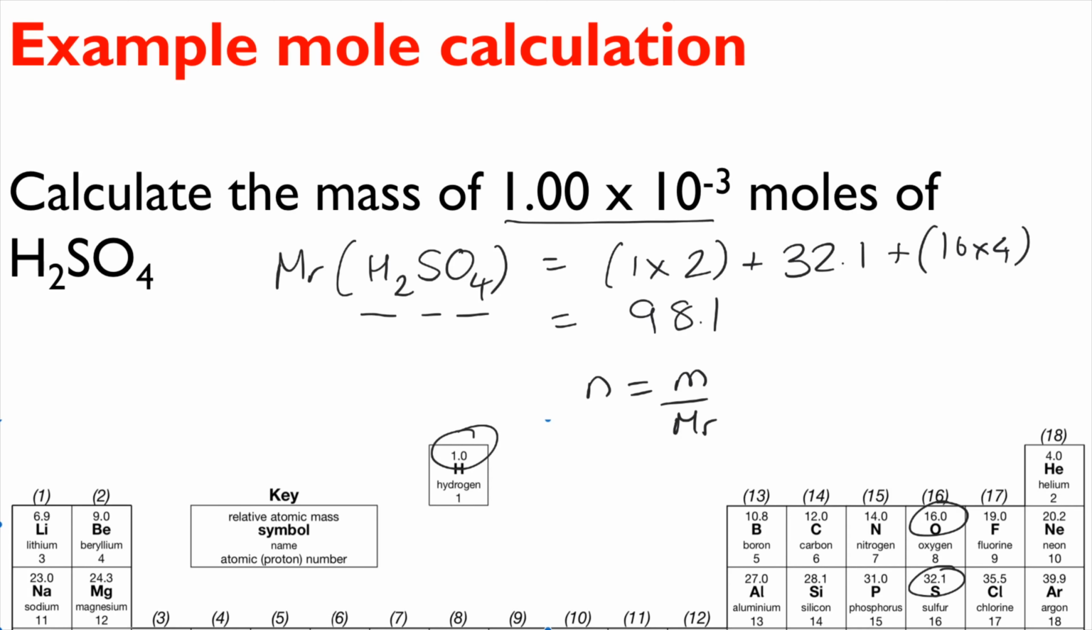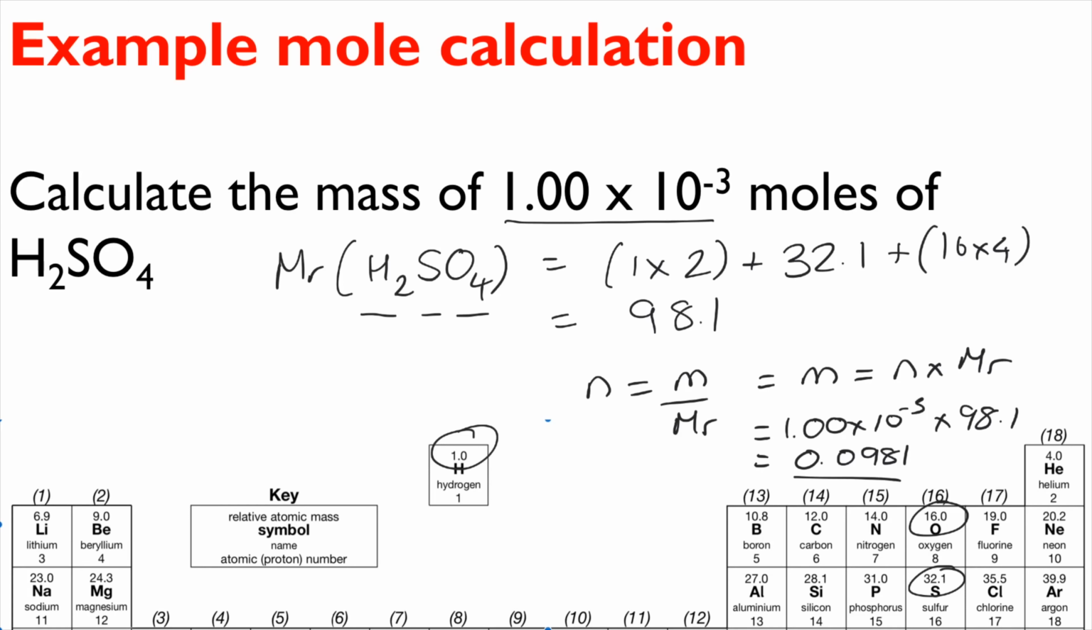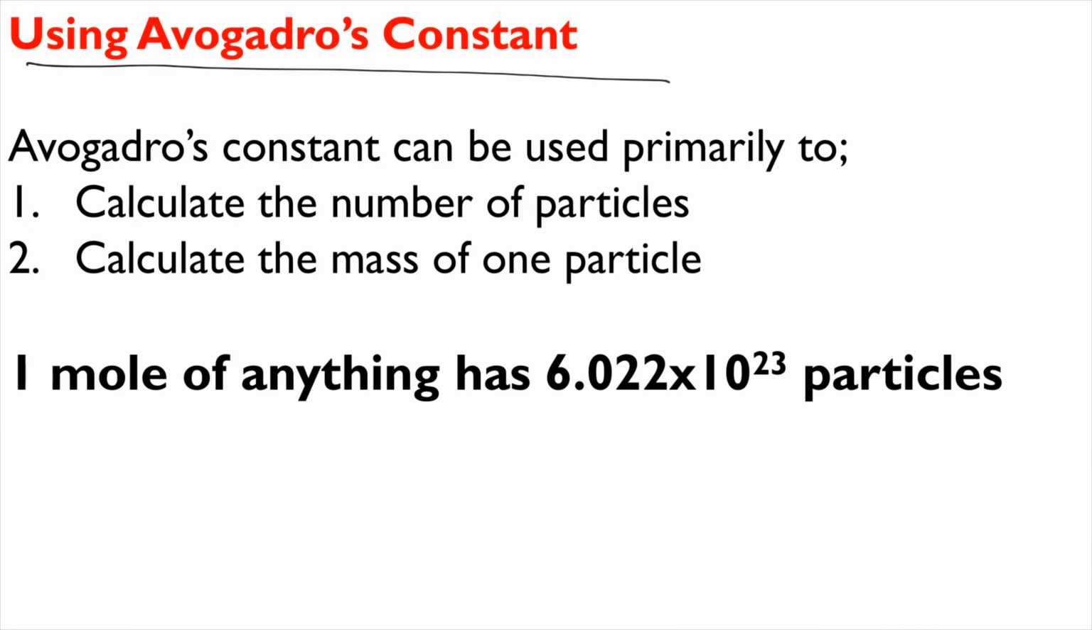Okay, now our equation is n equals m over Mr. This is currently how to calculate the moles, so we need to rearrange this equation. To work out the mass, we do mass equals n times Mr, or a helpful way to remember it is mass is Mr moles. That will give you 1.00 times 10 to the minus 3 times 98.1, and that will give you an answer of 0.0981, and that's grams.